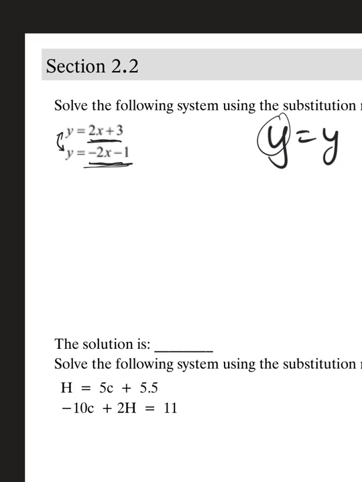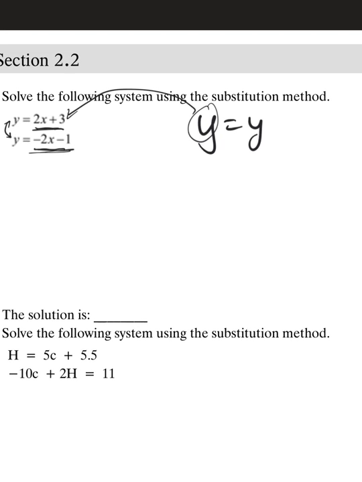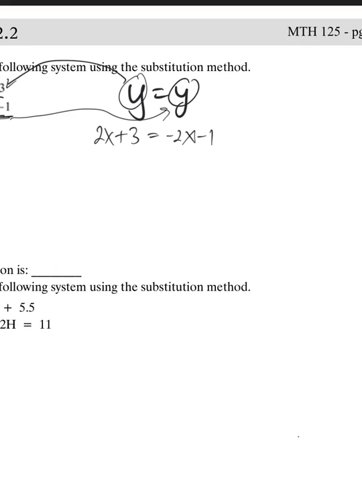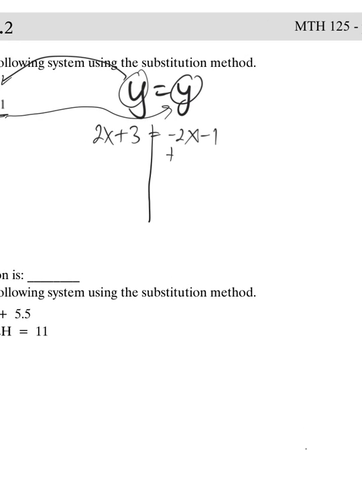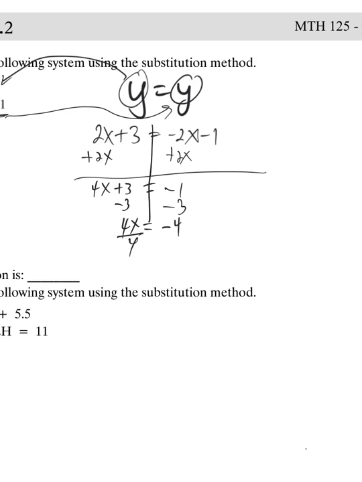So for this first y, I'm going to substitute in 2x plus 3. And for the second y, I'm going to substitute in negative 2x minus 1. And then I'm going to do what I do when I'm solving equations and draw my line down the middle, move my x's to one side, move my constant to the other side, and then divide both sides by 4 in this case. So I have x is equal to negative 1.